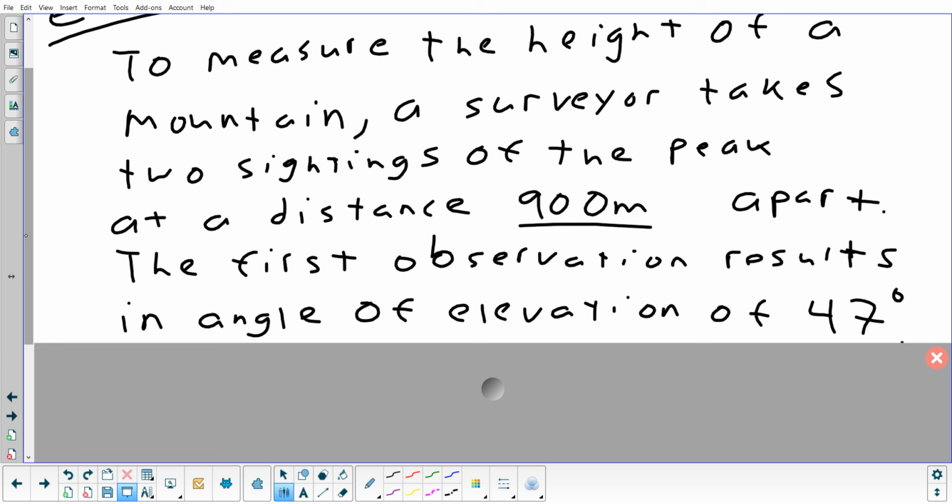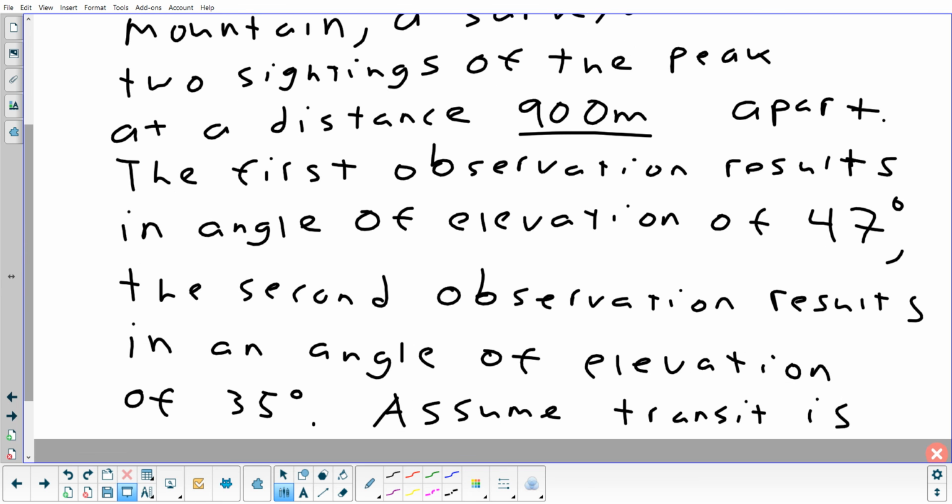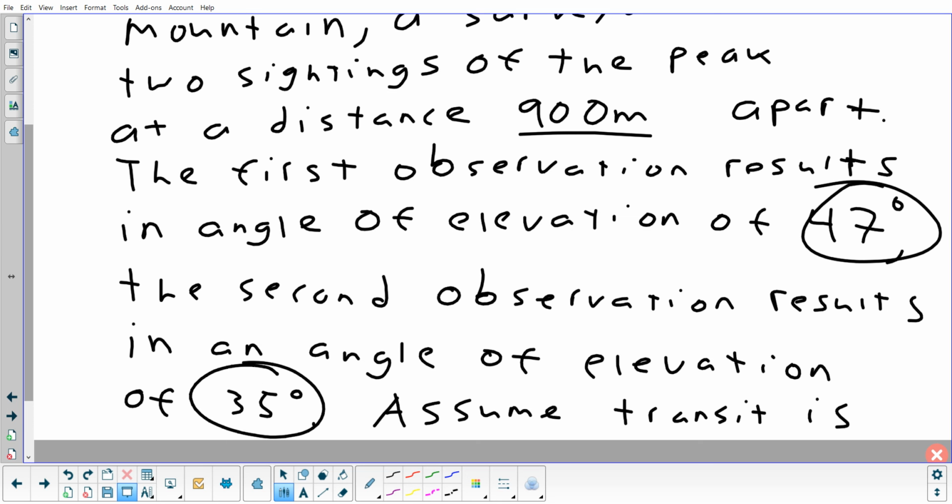Think of if you're watching a movie and you're in the front row of a theater, think of the angle you have to look up at to see the screen. Well, if you move further away, you don't have to look up as steep. So your angle changes. Same idea. So the first time, the surveyor gets an angle of elevation of 47. As they back away from the mountain and measure again, they get an angle of 35.